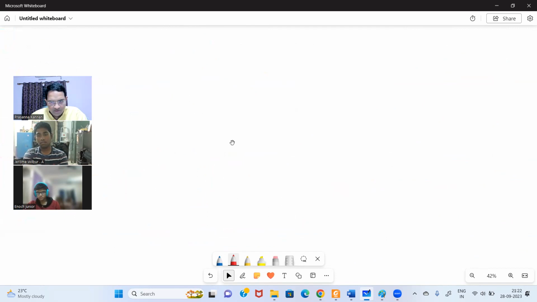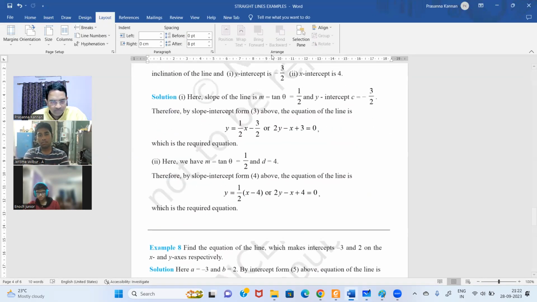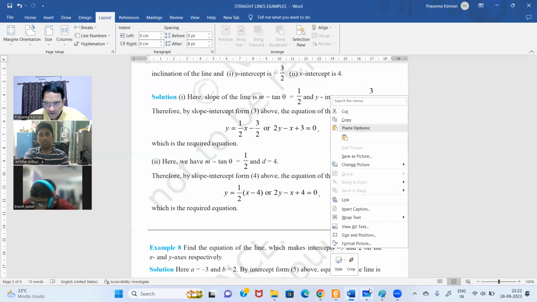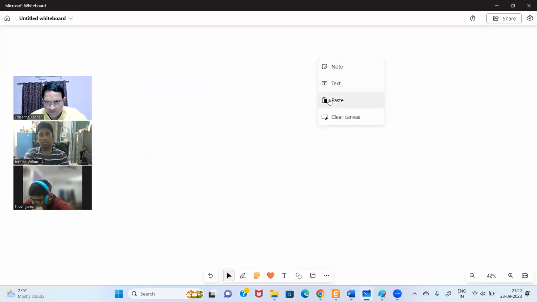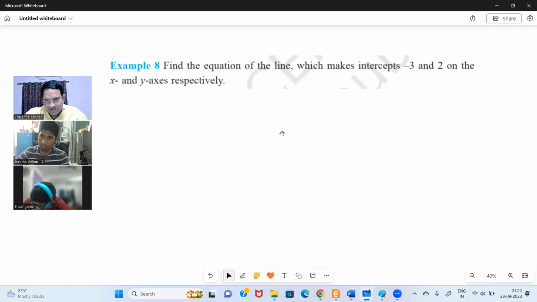Now let's move on to the next question. Question number 8. I think with this, we could conclude today's session. Find the equation of the line which makes intercepts minus 3 and 2 on the x and y axis respectively.